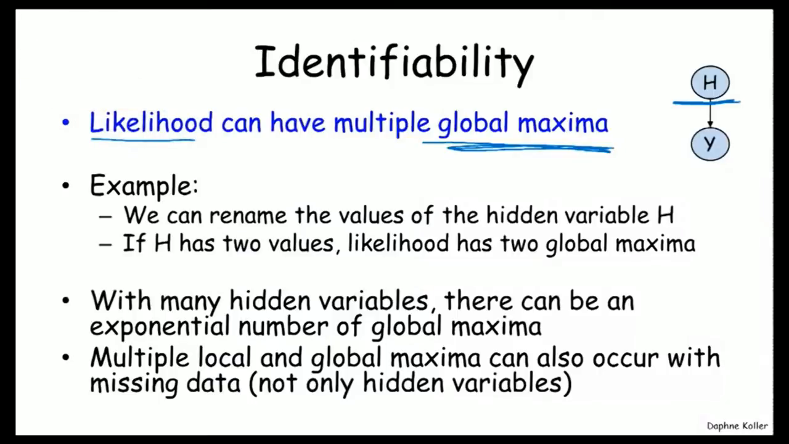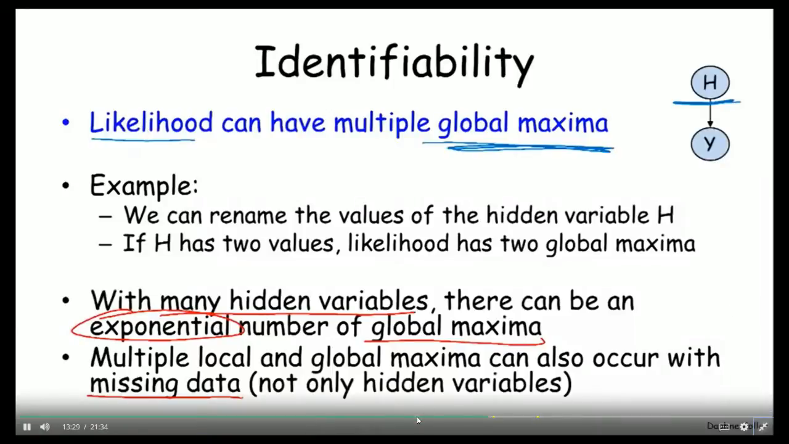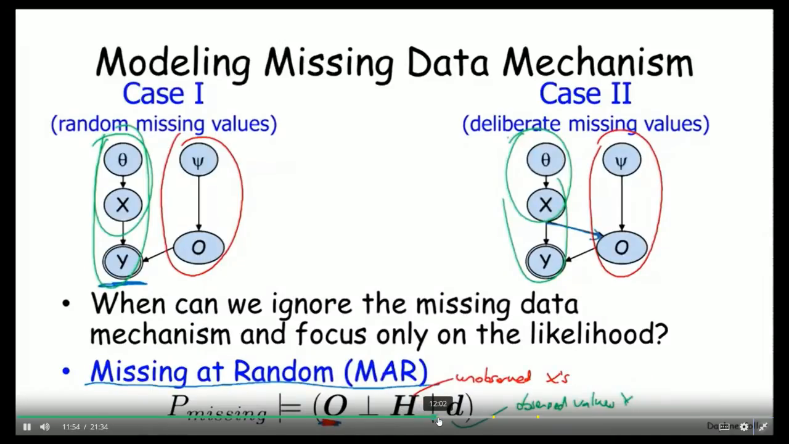When I have multiple hidden variables, the problem only becomes worse because the number of global maxima becomes exponentially large in the number of hidden variables. And so now we have a function with exponentially many reflections of itself. And it turns out that this can also occur when you have missing data, not just with hidden variables.